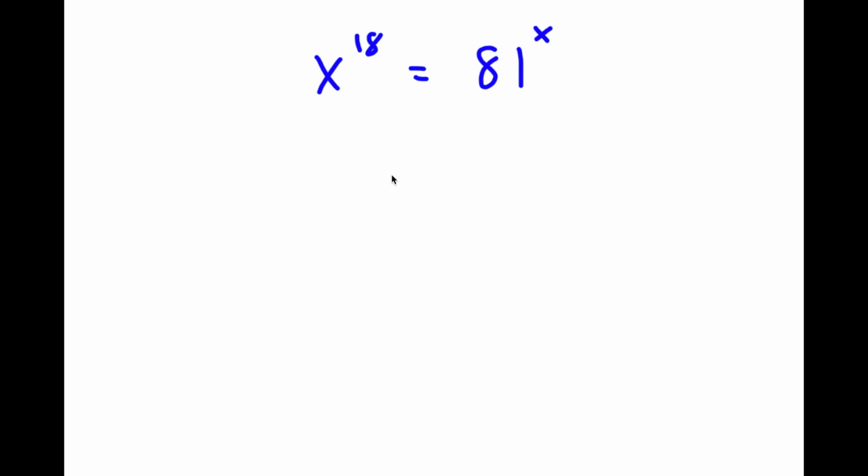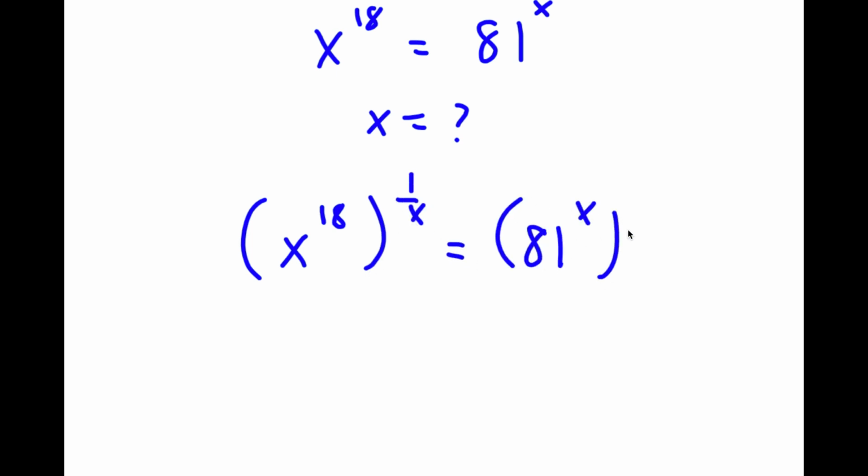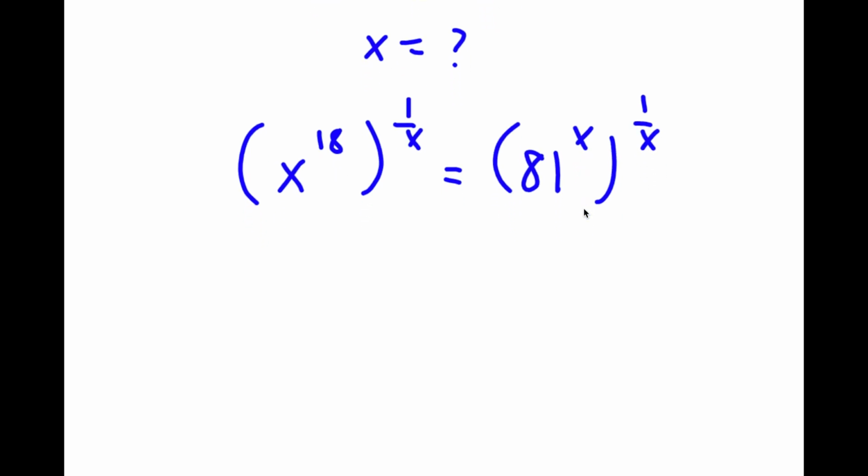Alright, so in this problem, I have x to the power of 18 is equal to 81 to the power of x. So I want to find the value of x here. So to start, I'm going to first take the power of 1 over x on both sides. So now I have x to the power of 18 to the power of 1 over x is equal to 81 to the power of x to the power of 1 over x.